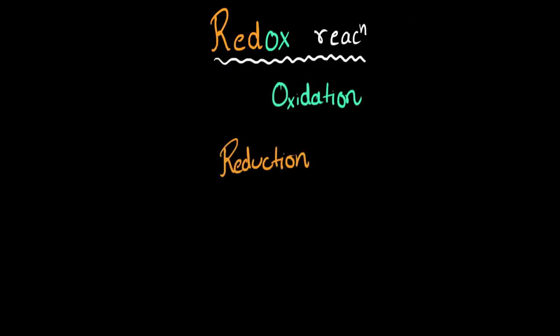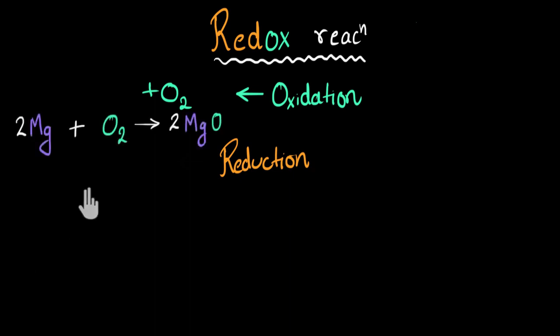So both reduction and oxidation should be happening. And in a separate video, we have talked about oxidation and reduction in much detail. So over here, I will quickly summarize them. In oxidation, oxygen gets added to a substance. Oxygen addition is called oxidation. And I have an example of that. Here in this example, oxygen is getting added to magnesium and we get magnesium oxide.